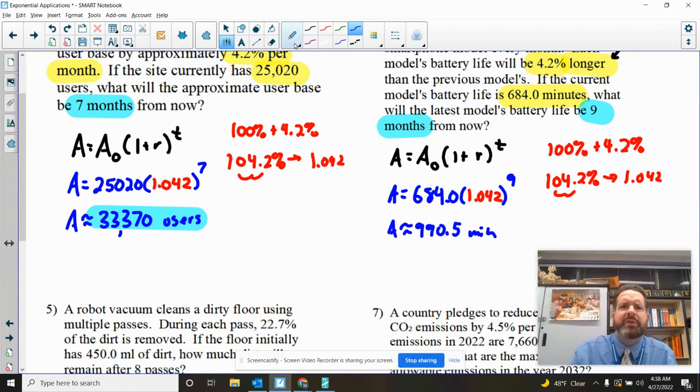Now, if you're not sure where to round, it's better to include too many decimal places than not enough. So if you don't know where to round it, just write down all the decimals that come out of the calculation.